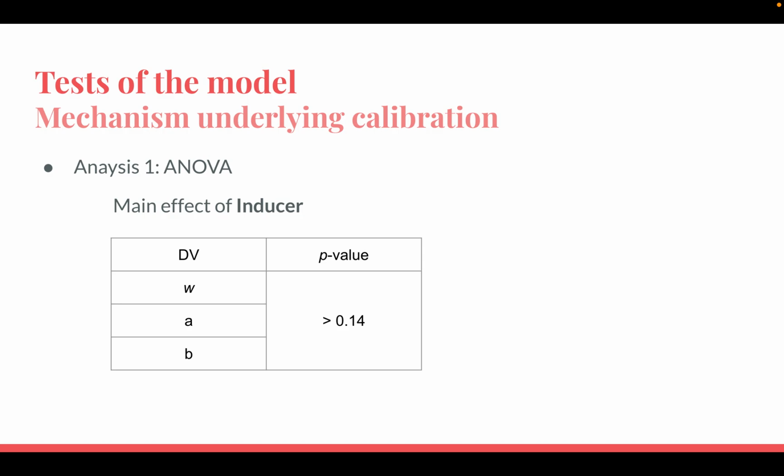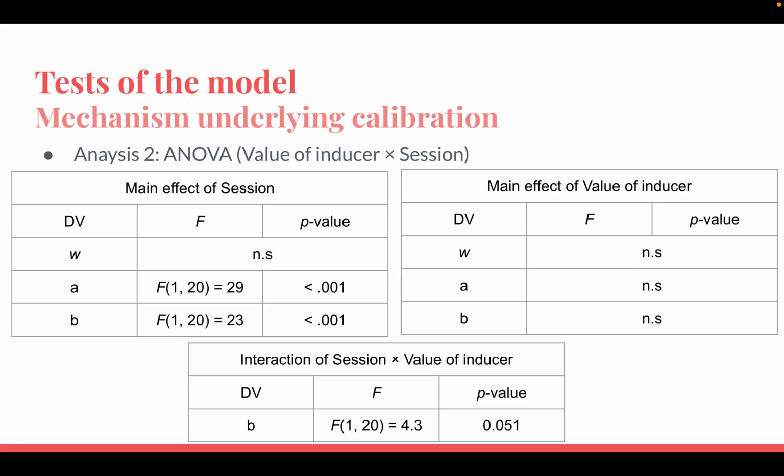Through the ANOVA analysis, we could not measure a significant benefit of inducer in each of the dependent variables. Next, the two-way ANOVA analysis revealed a significant benefit of session in parameters A and B, but there's no significant benefit of value of inducer in each of the dependent variables. But there's an interaction of session by value of inducer in parameter B.